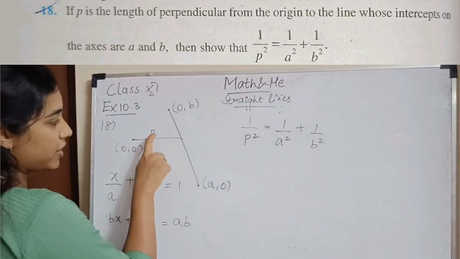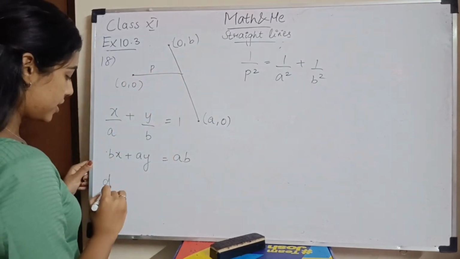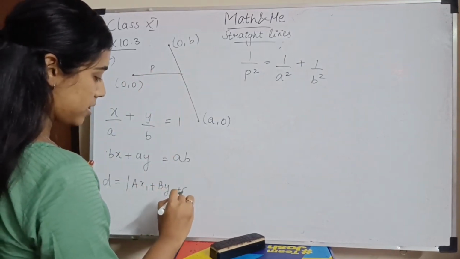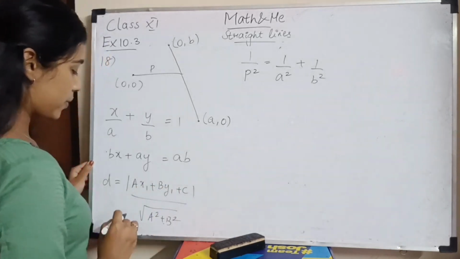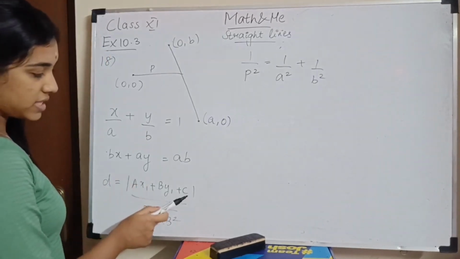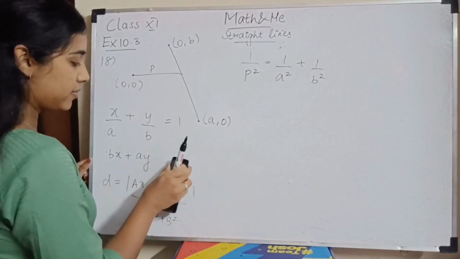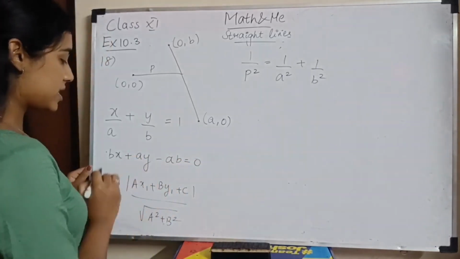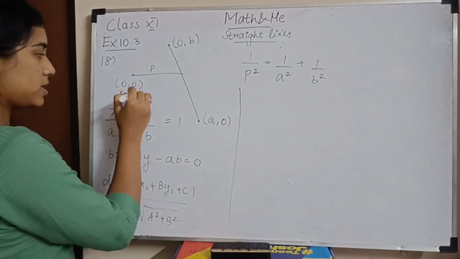So they have given the distance from the origin to the line. So we can use the distance formula. So d equals ax1 plus by1 plus c divided by root of a square plus b square. So what is your a? It is small b. What is your b? Small a. C is minus ab. Okay? This has to be on the other side. So let me write that. Minus ab equals 0. So this is c. Okay?